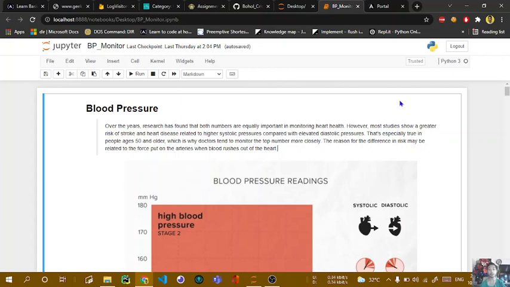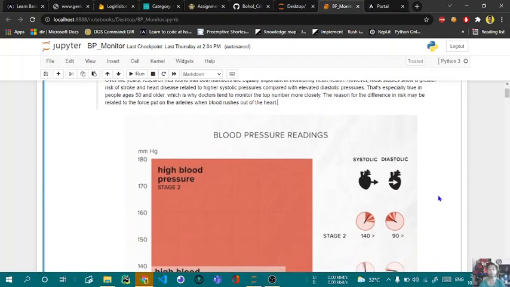Over the years, research has found that both numbers are equally important in monitoring heart health. However, most studies show a greater risk of stroke and heart disease related to higher systolic pressures compared with elevated diastolic pressures. That's especially true in people ages 50 and older, which is why doctors tend to monitor the top number more closely. The reason for the difference in risk may be related to the force put on the arteries when blood rushes out of the heart.